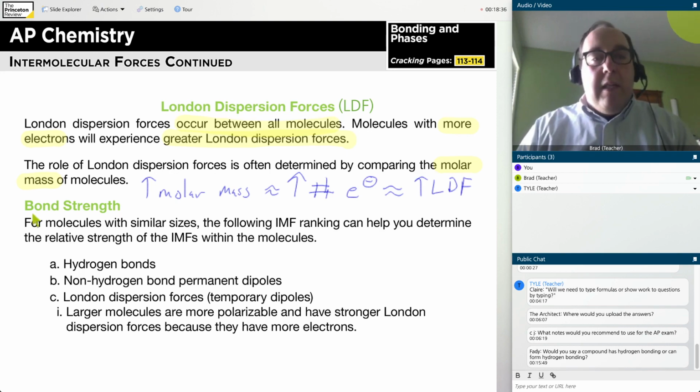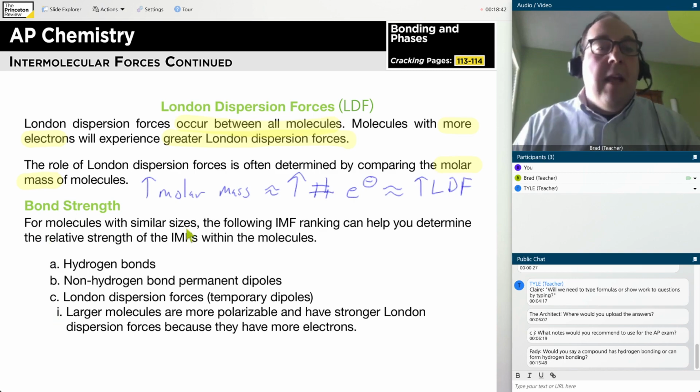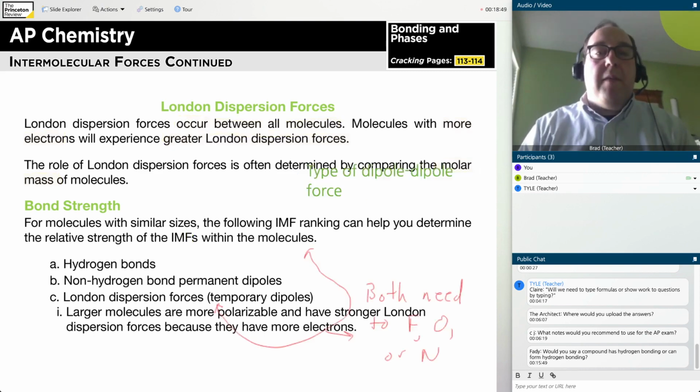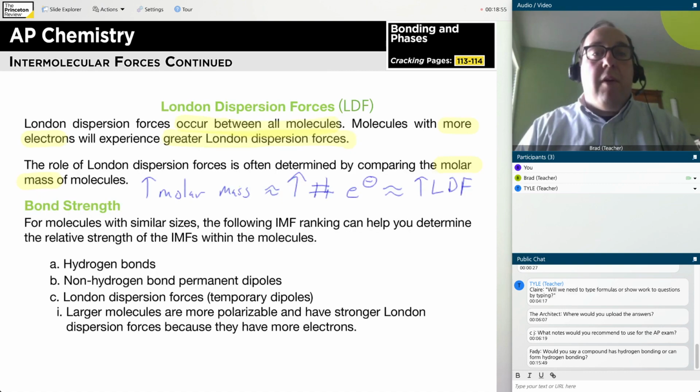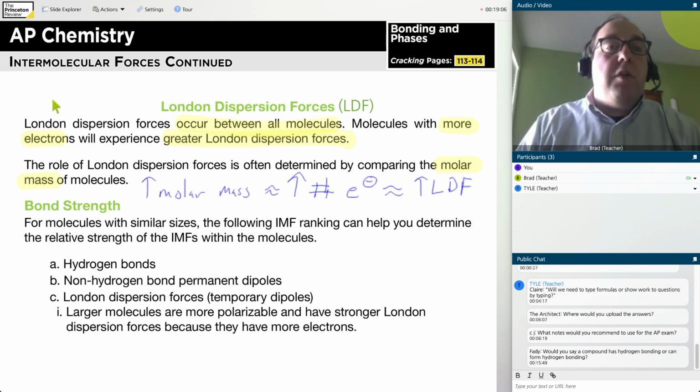Right here, the next part of this, they're talking about how to compare these, and they start off by saying for molecules with similar sizes. All right, so similar sizes is going to be important when we look at the example here. So we know what the three types of intermolecular forces are that we're discussing here: dipole-dipole, its subset hydrogen bonding, and then this very broad class London dispersion forces. They have relative strengths, and that's really important to keep note of here because we're going to need to rank these intermolecular forces to predict a whole host of molecular properties.